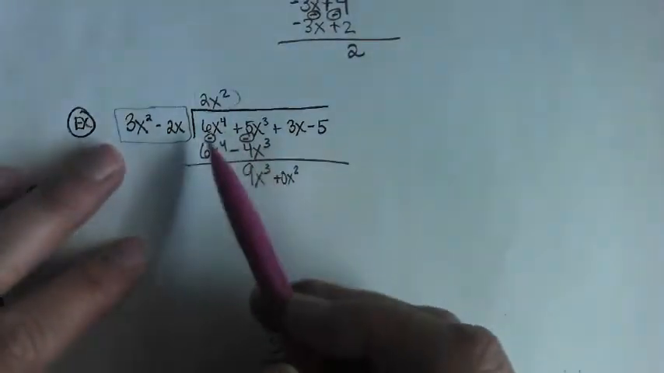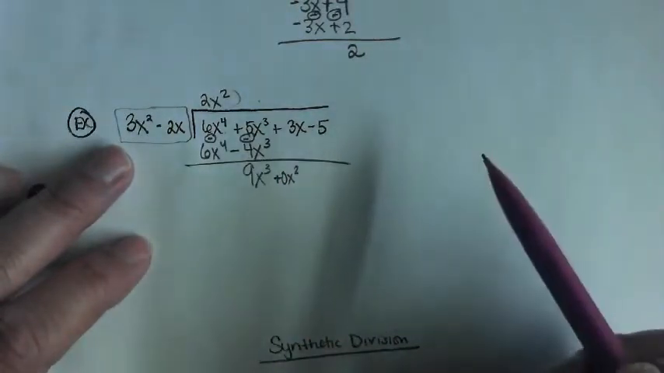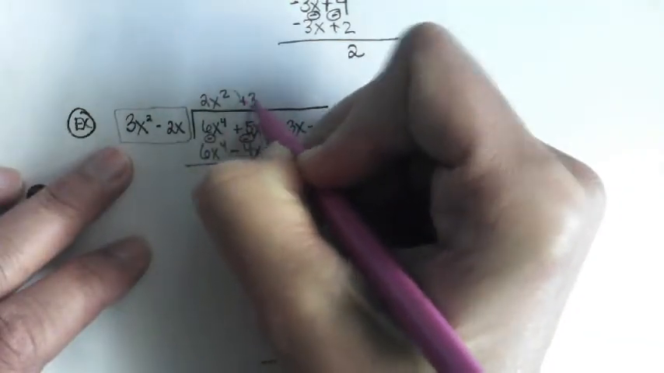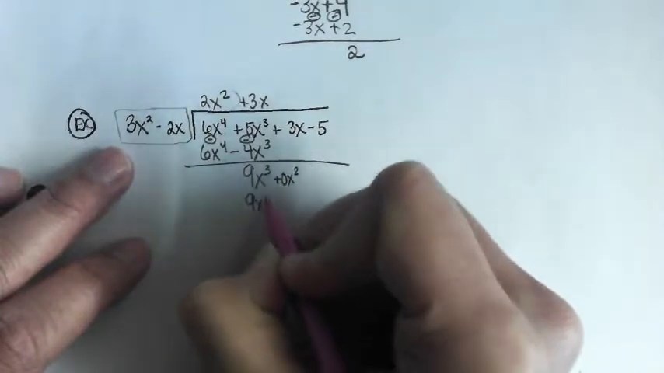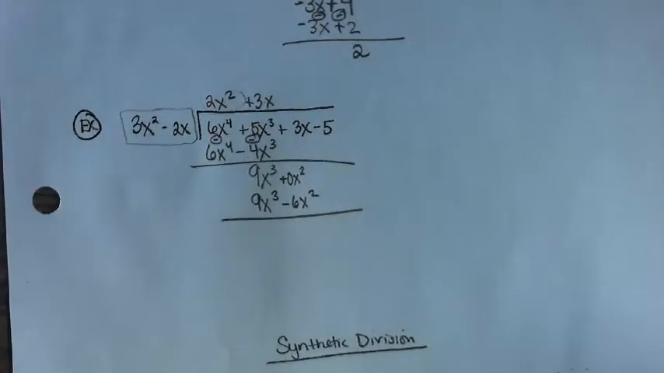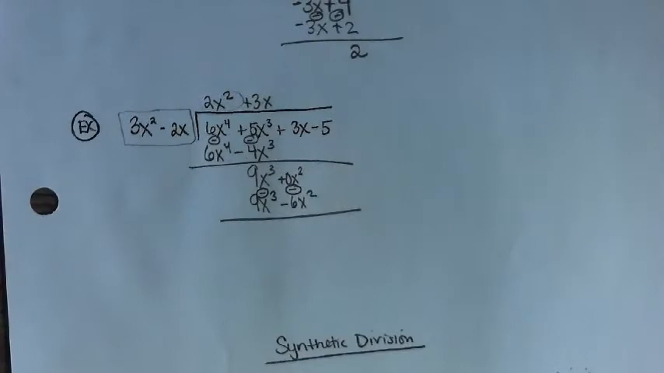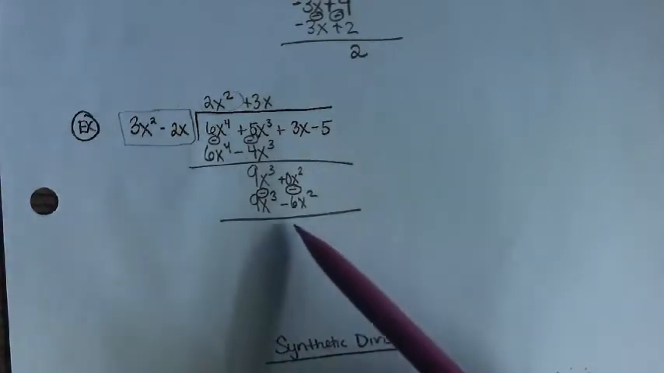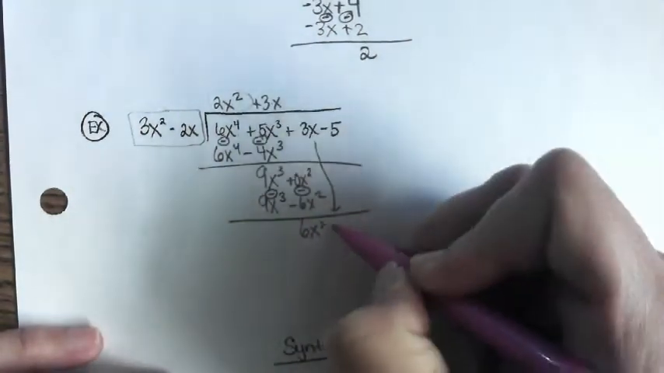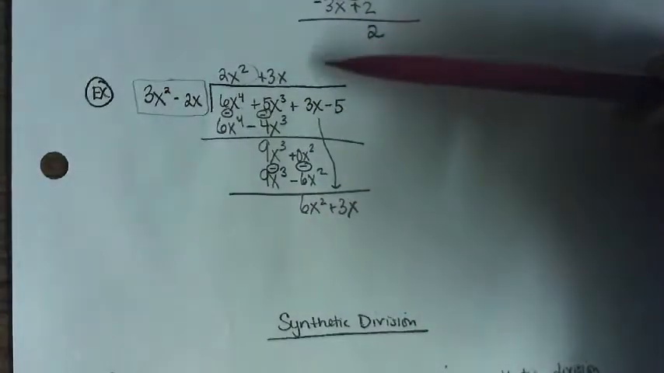So we repeat, 3x squared times what is going to give us 9x cubed? Kyle? 3x. We get 9x cubed minus 6x squared. Put your subtraction signs in there. And what's left here, Haley? Bring down our plus 3x. Stephanie, what goes up here next?